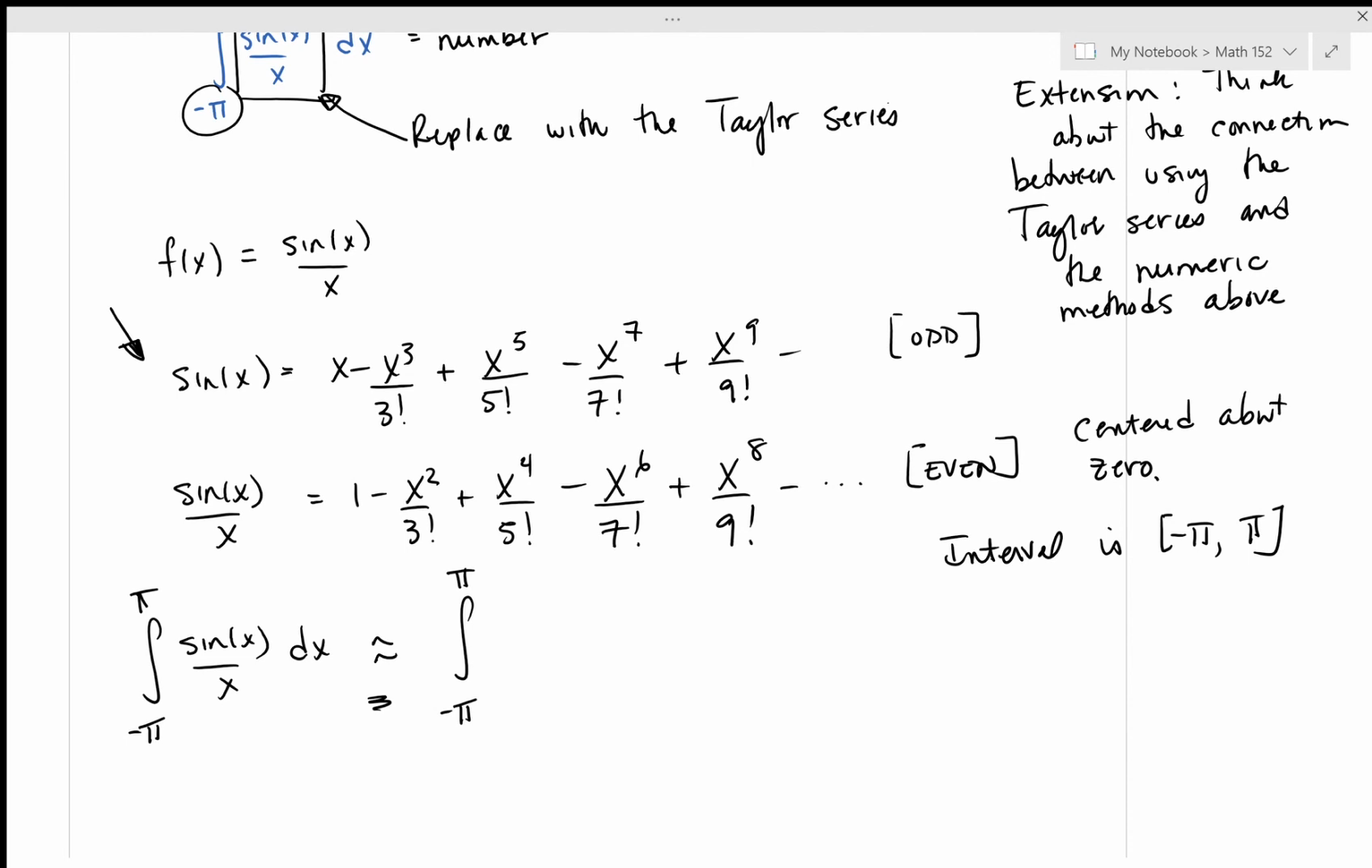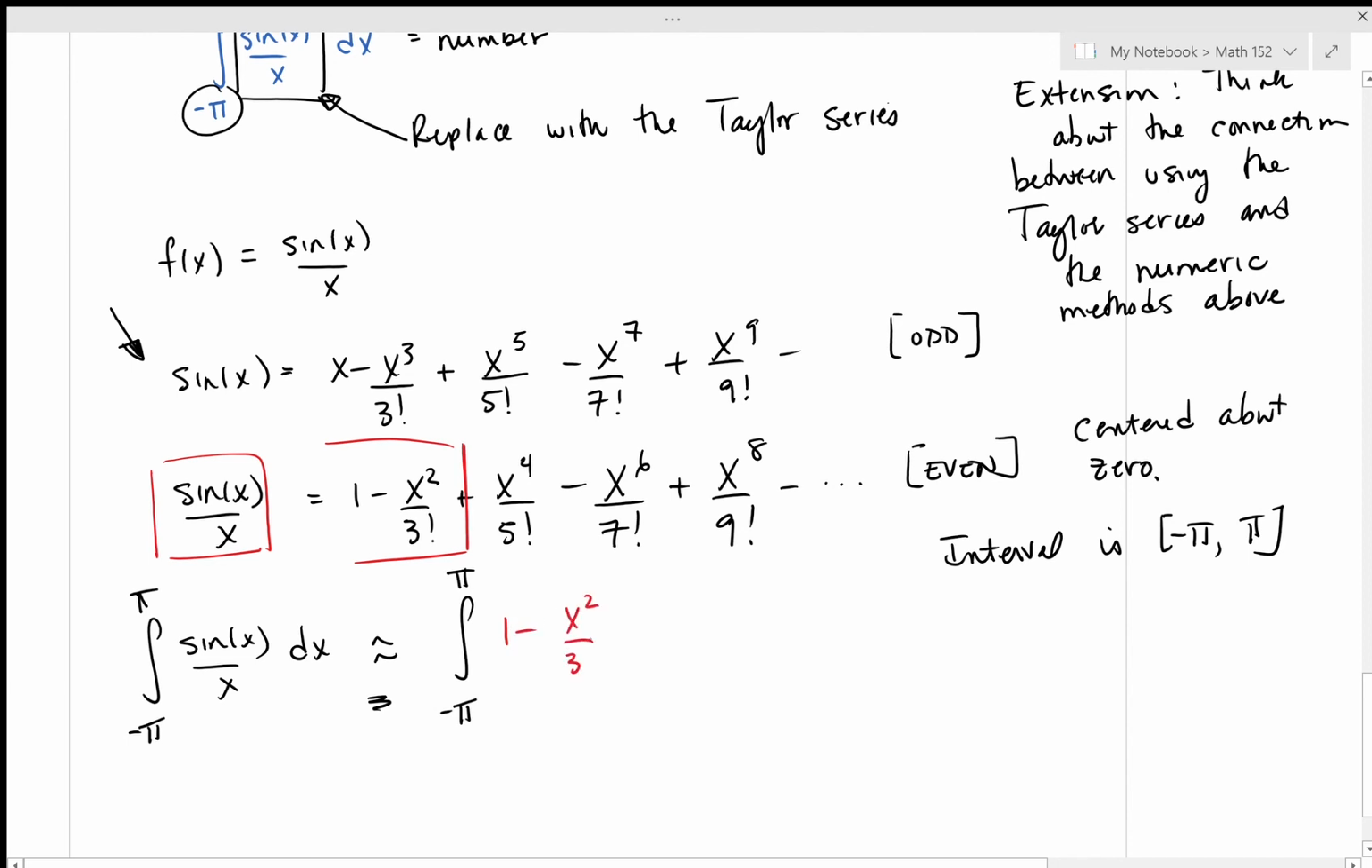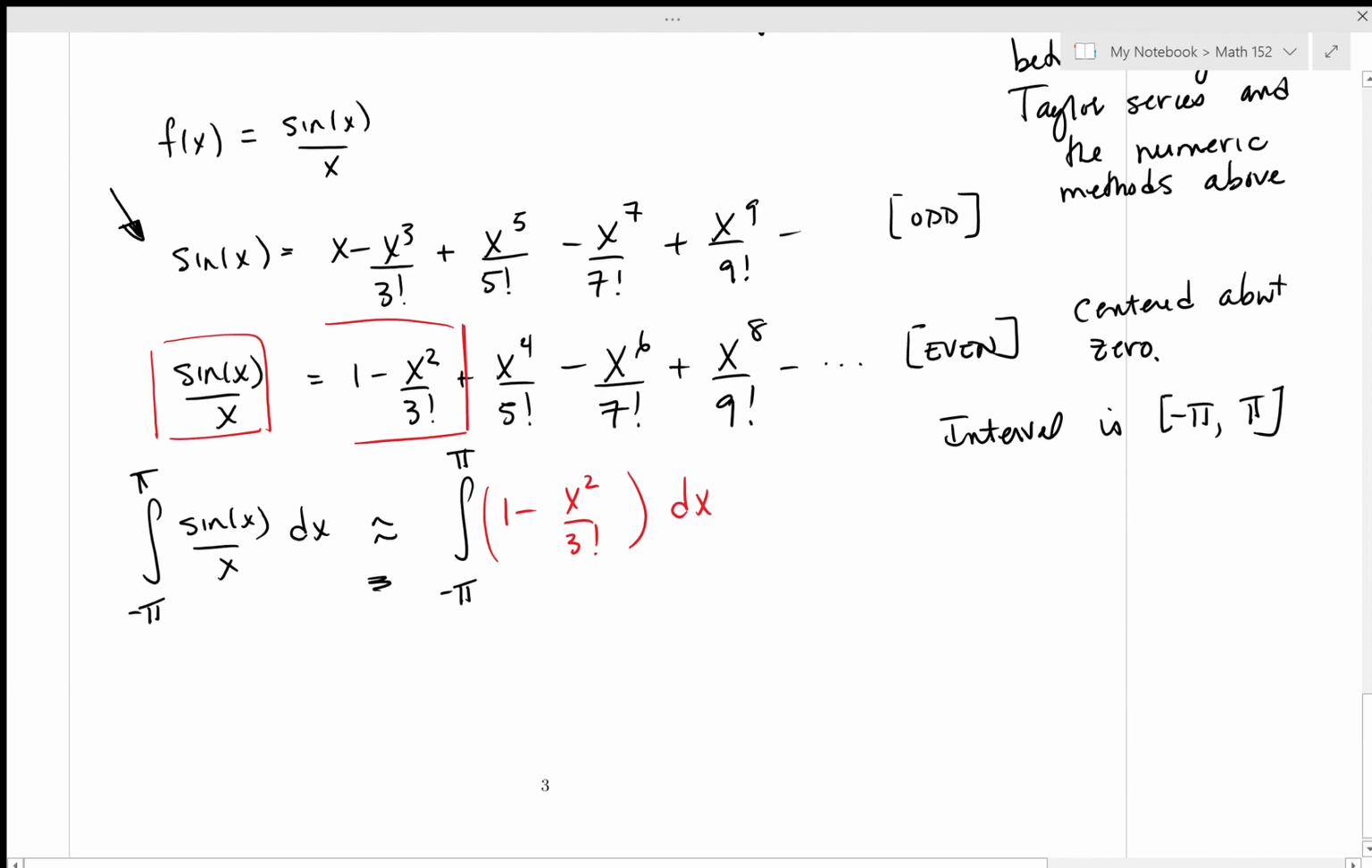Okay, I'm going to use a T2 polynomial. So that means I'm going to truncate right here. I can get more accuracy if I chose to use the T4 polynomial, but I'm just going to go here for the T2 polynomial. So I'm going to approximate my integrand, this guy right here, with its T2 polynomial, which is going to look like this: 1 minus x squared over 3 factorial dx. And now look, I've turned something that I cannot integrate into something that I can integrate.